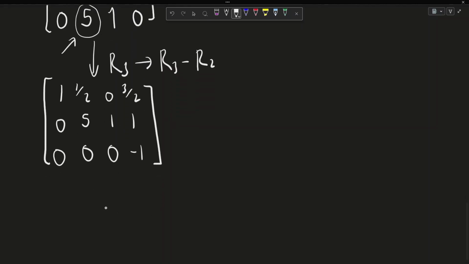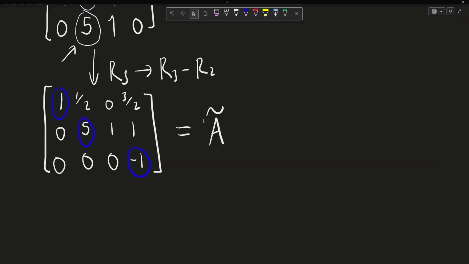And so this is our final matrix in row echelon form. So we observe that the pivots are 1, 5, and negative 1, and we can write this as A tilde to indicate that this is the original matrix A in row echelon form.